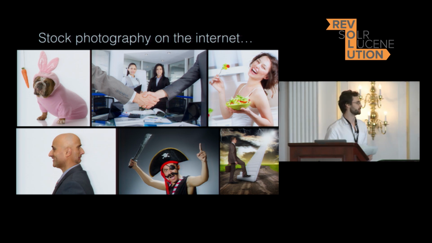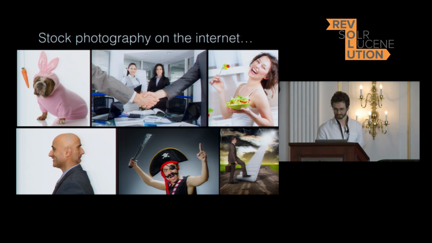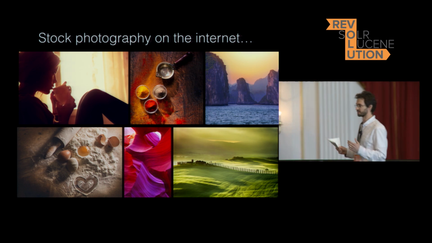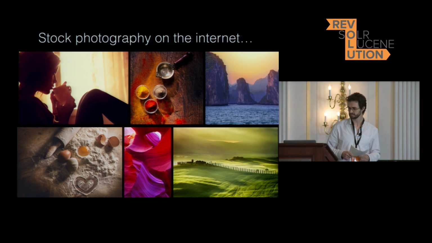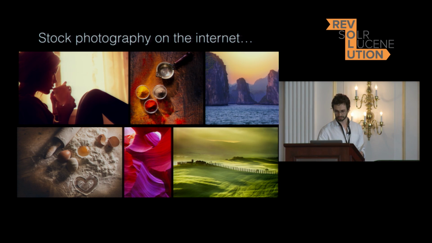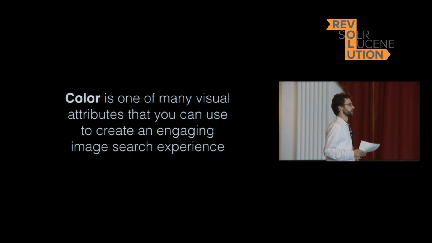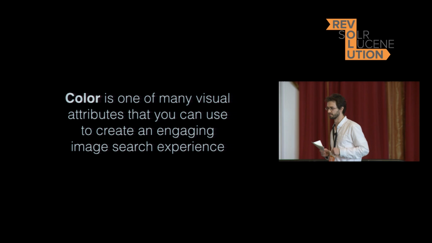So there are some masterpieces in the photographic arts here. But the reality is our collection also has a lot of really gorgeous content, much more interesting, more vibrant. So we have a strong incentive to put this stuff in front of users, things like eggs, hills, and spices. Color is just one of many visual attributes that you can use to create an engaging image search experience, to put those types of images in front of customers.